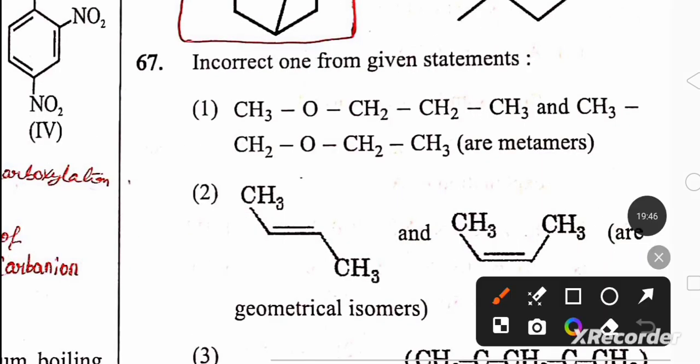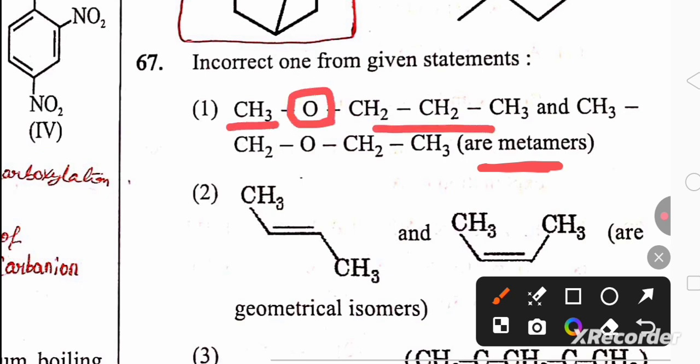Incorrect one from the given statements. In the first statement, metamers is given. We know about metamers. You can find them in ethers. So we have one ether where in the first compound, at one side you can find 3 carbons, at another side 1 carbon chain. Another ether where you can find across the ether bond, 2 carbon chain at right side and 2 carbon chain at left side. Both have the same molecular formula, whereas they differ in the number of carbons across the ether bond. So they are the metamers. So this is the correct statement.